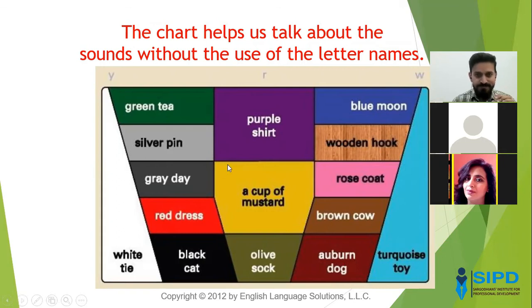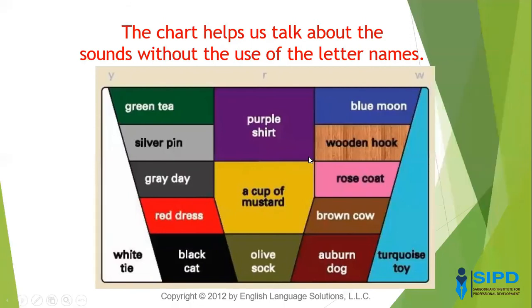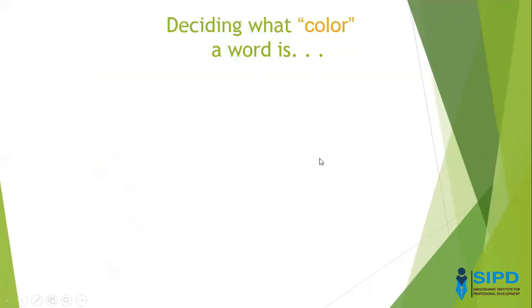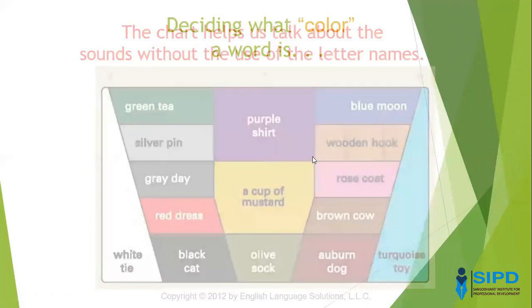Black, black cat. Then look here, purple shirt. Again, your mouth is less open. Purple shirt. Then a cup of mustard. It's a cup of mustard. Then here in American English, it's olive sock. Maybe if you're speaking British English, then you might say it differently, but it's olive sock in American English.